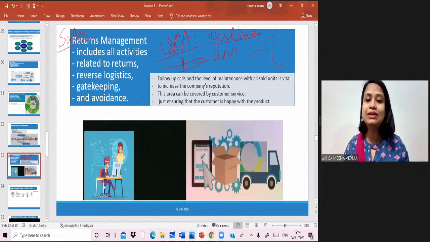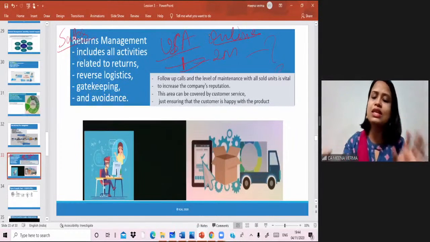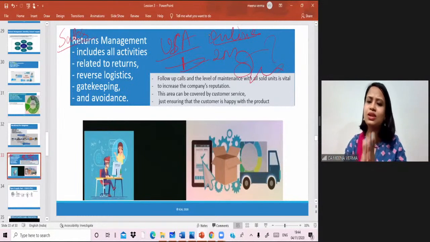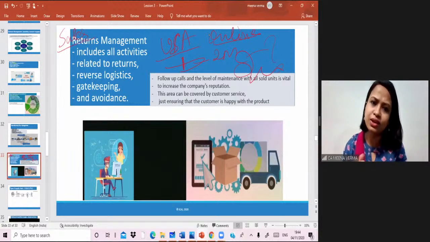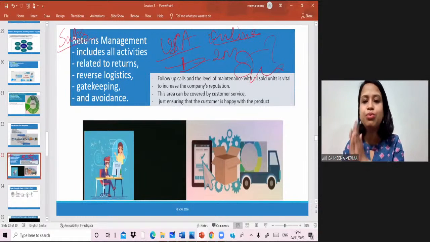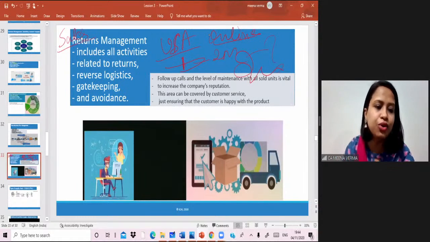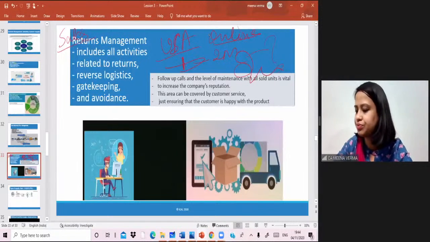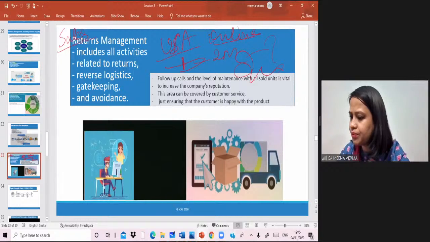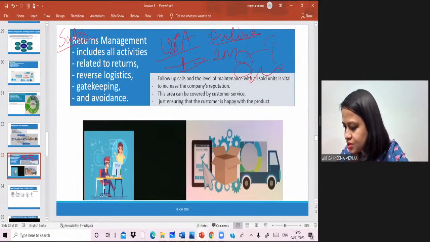Again, for this they focus on providing quality products. If they provide quality products, their chances of returns will be very low. This will come under external failure cost. I hope you understand this point. Is there any query? You can ask me.